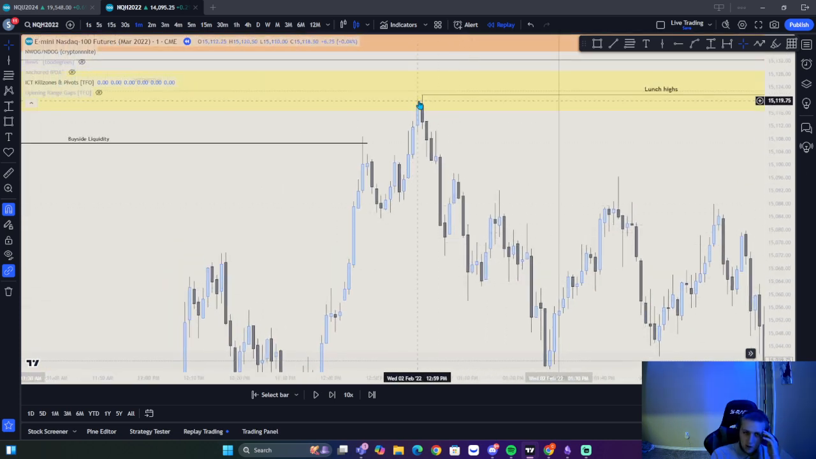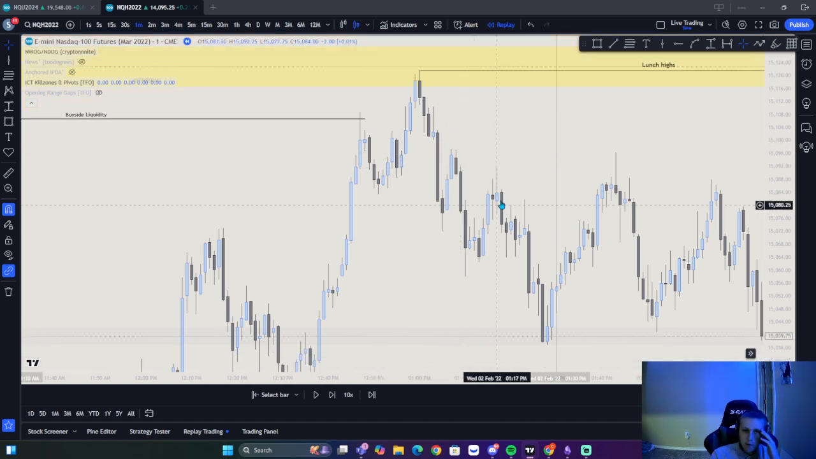And what do we get here? New day opening gap. Displacement. What is this? Change of state delivery. What is this? 2022 model. Where are we trading to? New day opening gap. What is this? Fair value gap right there. Imbalance right there. Order block right there. Look at that delivery.